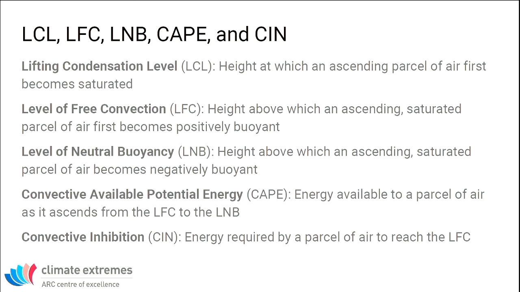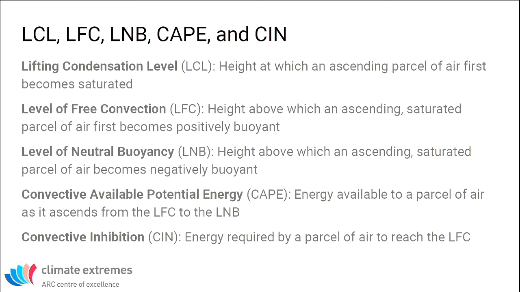And then we've got these two energy variables. I'll start with the bottom one, CIN. There's a certain amount of energy that the parcel is going to be required to have in order to reach the level of free convection. That's what's measured by the convective inhibition. So the smaller the convective inhibition, the more likely it is that you're going to get storms.